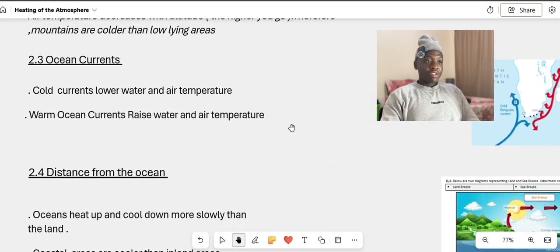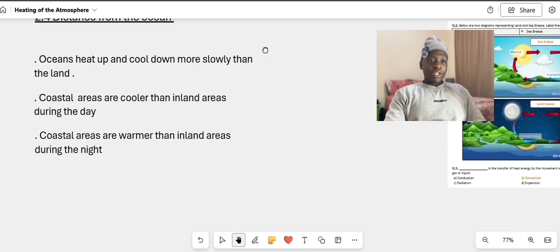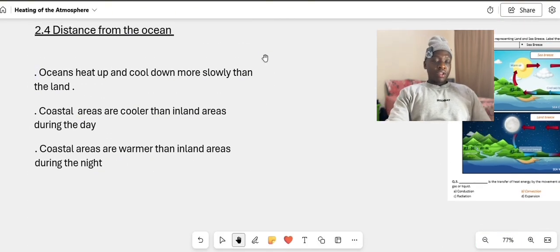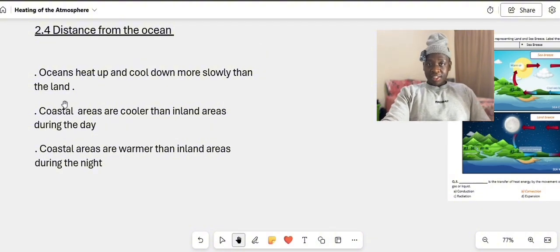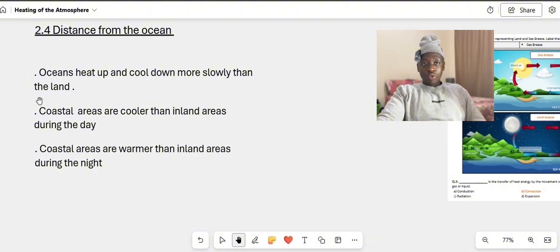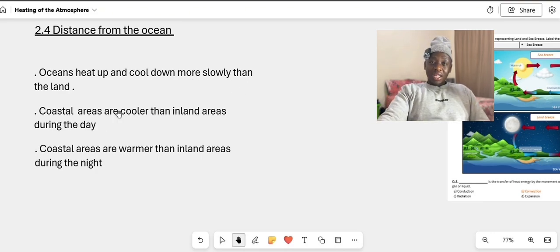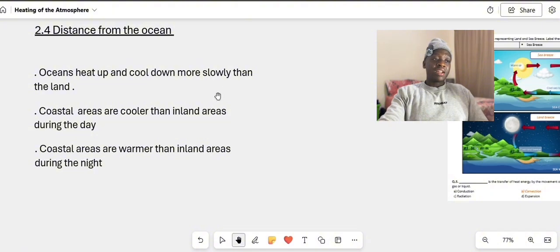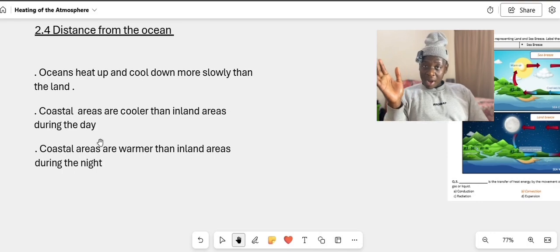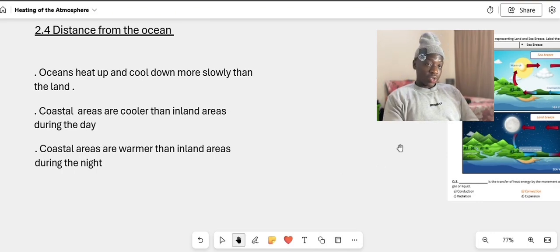As students, we must be more familiar with it. The last but not least of the factors that affect temperature is distance from the ocean. The ocean heats up and cools down more slowly than the land. Therefore, coastal areas are cooler than inland areas during the day, and coastal areas are warmer than inland areas during the night.